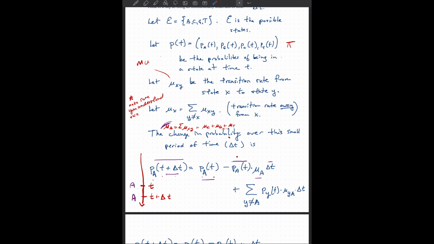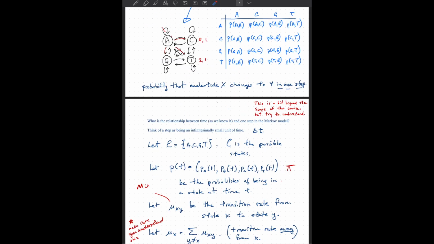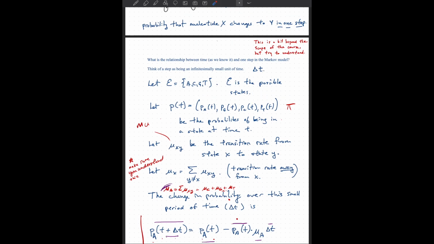So graphically, the first case is that I'm in state A and I leave it, in 3 different ways. That's not good, so I subtract them off. The other possibility is that at time t I'm somewhere else, and there are 3 such cases, and over that time step, I get back to state A.